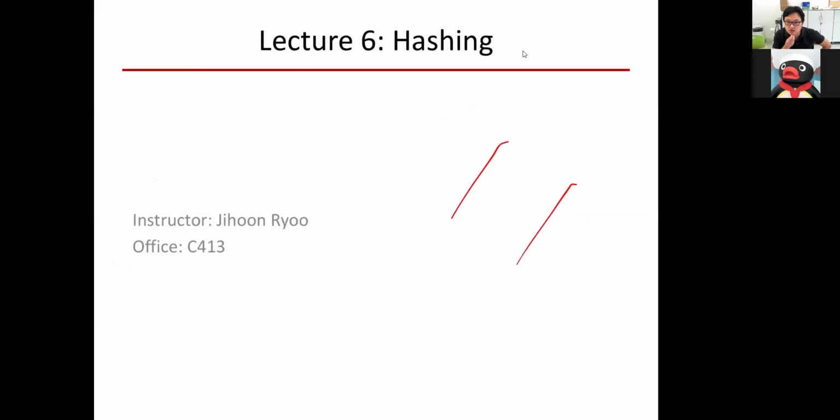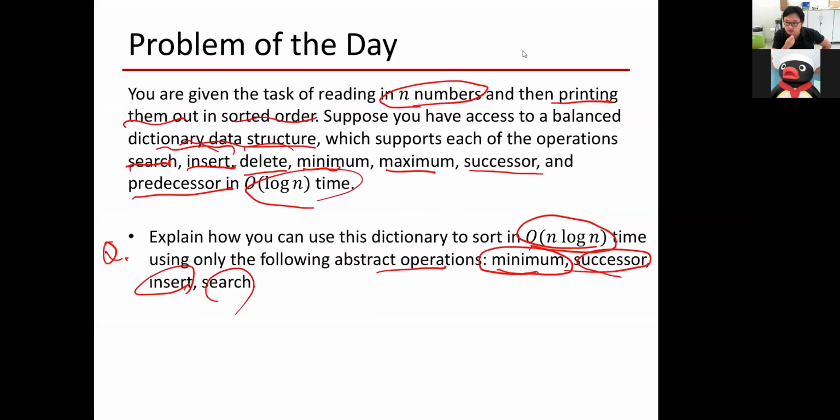Okay, so today we're going to talk about hashing, which is the most important thing in computer science and in algorithms. And let's solve this problem today. Your task is to read n numbers and print them in sorted order by using only minimum, successor, insert, and search. And I want the complexity to be n log n. Okay.